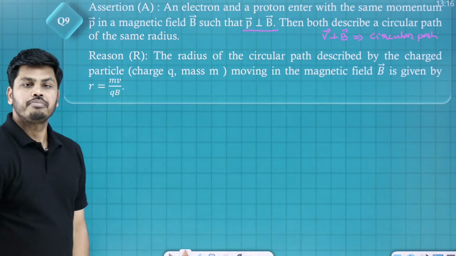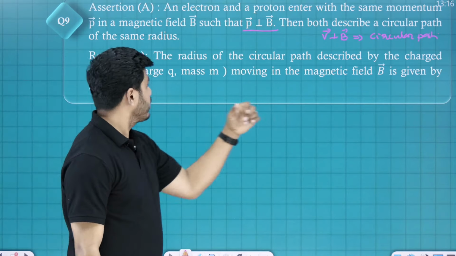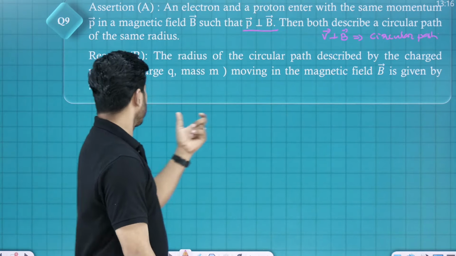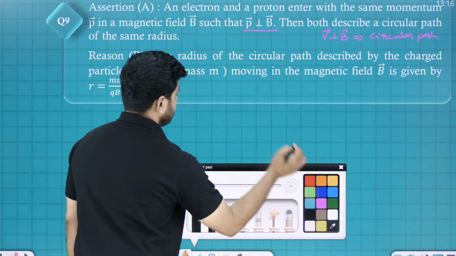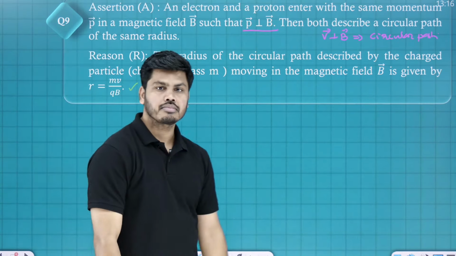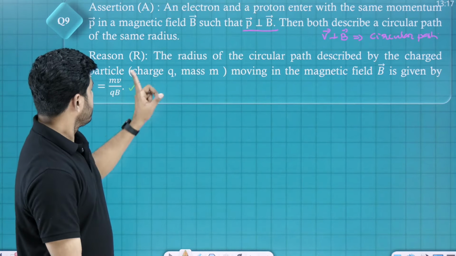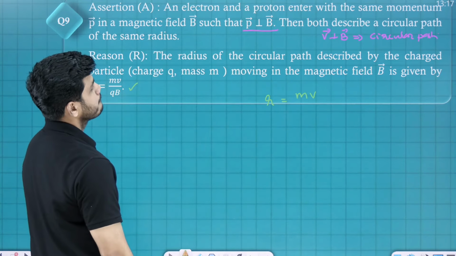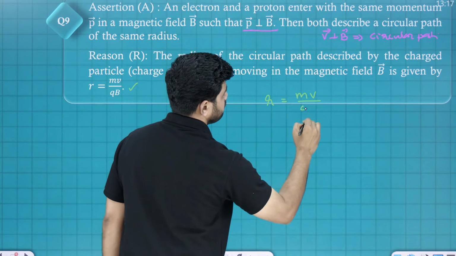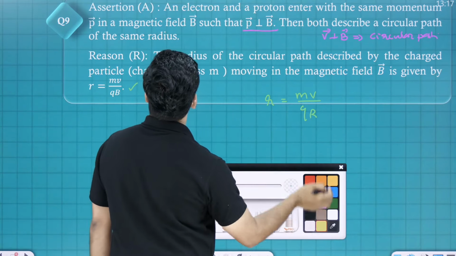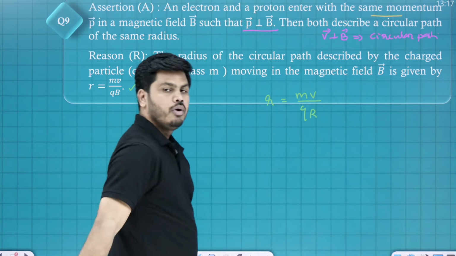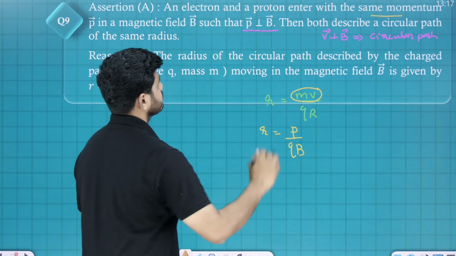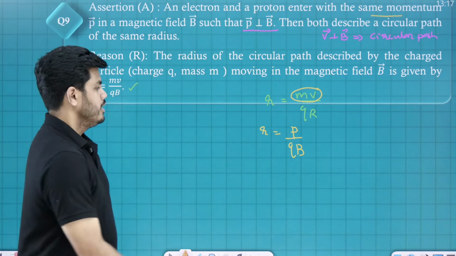Fine. Reason. The statement says the radius of the circular path described by a charged particle of charge q and mass m, moving in the magnetic field B, is given by R is equal to mv by qB. That is also a true statement. The question says they enter with the same momentum. What is that momentum actually? mv. So R is equal to p by qB. So they have the same momentum.